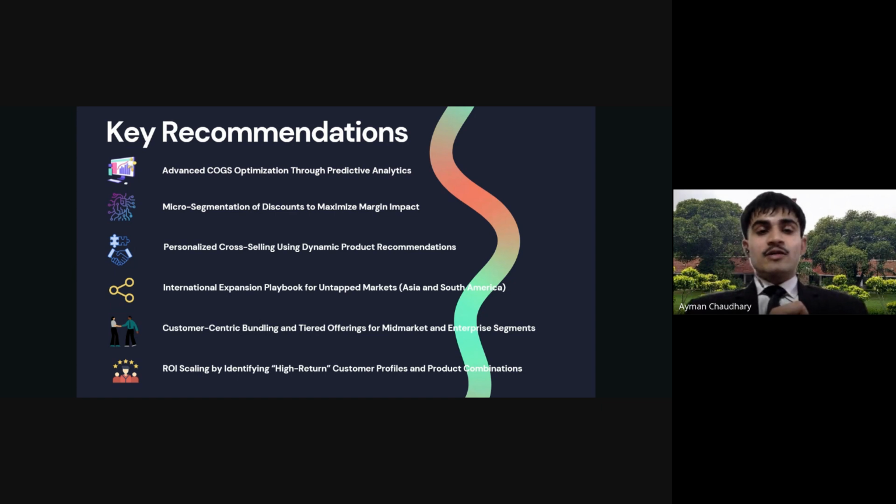Next up, we have ROI scaling by identifying high return customer profiles and product combinations. I think every company is doing this now. We need to delve into ROI data to identify profiles of high return customers and products that they purchase most frequently.